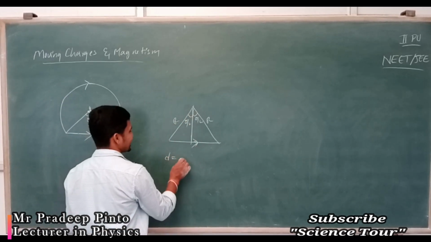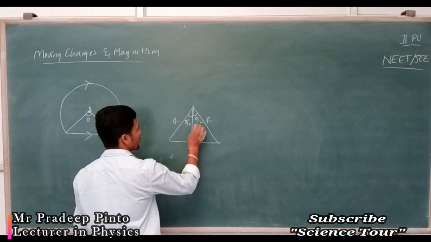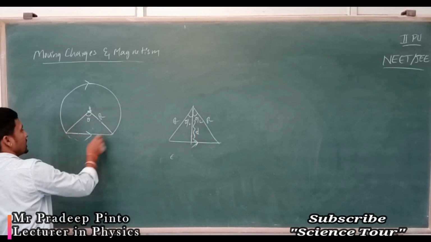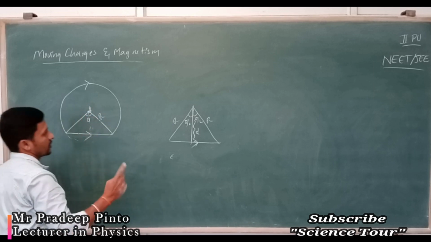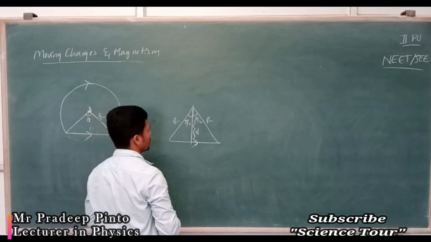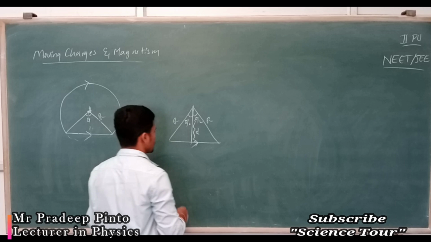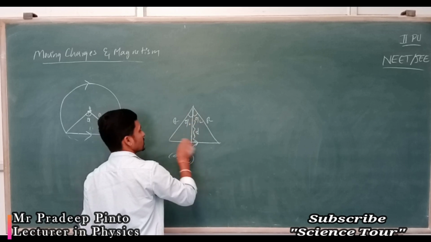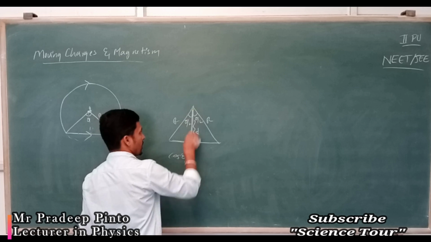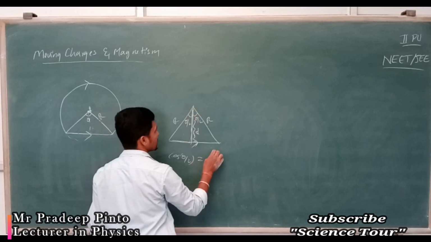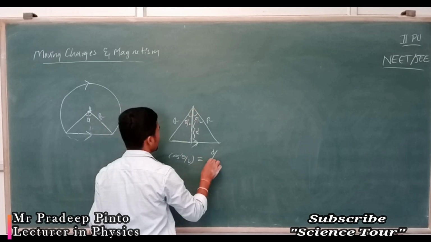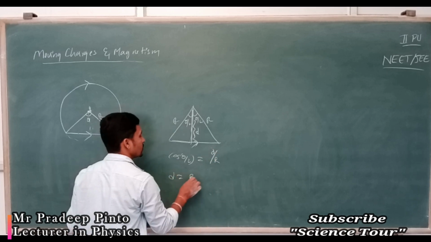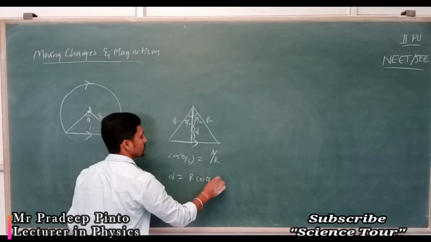So I will take this distance as d. This is not R, remember. R means like this. So now d cos theta by 2 I am going to find out. This is opposite, this is adjacent, and adjacent is nothing but d divided by the hypotenuse. So d is equal to r cos theta by 2.